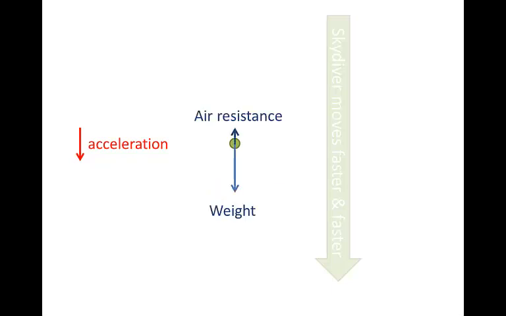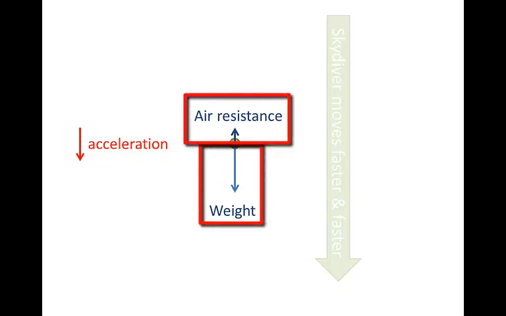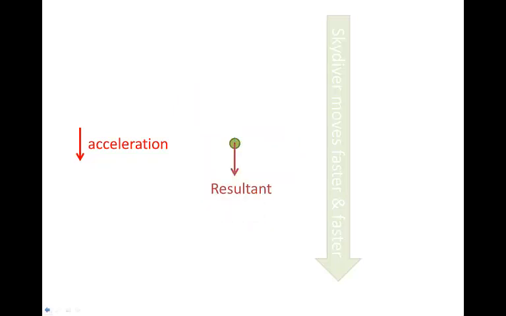What forces do act on him? Well, obviously his weight acts downward on him. Air resistance acts upwards on him. But we know that air resistance's magnitude is less than weight's magnitude. How do we know that? Because there has to be a resultant force downward to cause this acceleration downward.